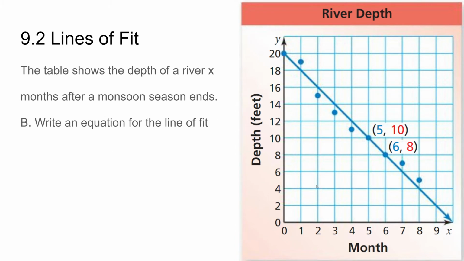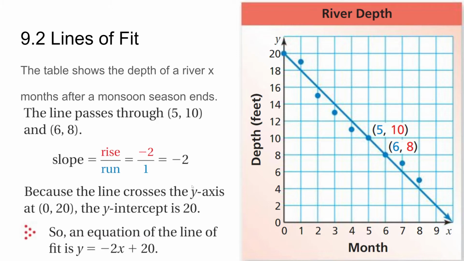Now we're going to have to write an equation for the line of fit. We're going to figure out the slope and the y-intercept, and we're going to use y equals mx plus b. So the line passes through (5, 10) and (6, 8). So we're going to use the slope formula, y sub 2 minus y sub 1 over x sub 2 minus x sub 1, to give us negative 2 over 1, which is a slope of negative 2. So this graph here has a slope of negative 2, and we see that its y-intercept is at 20.